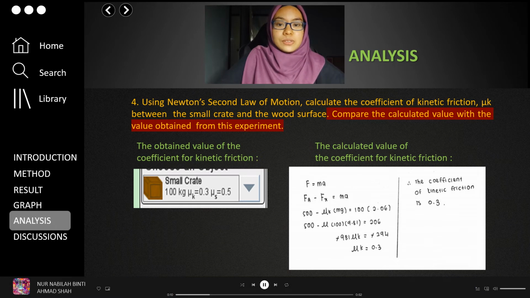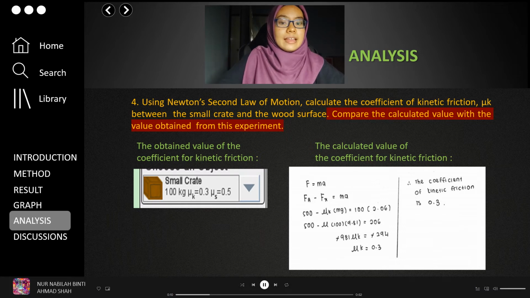Okay, the last question is the fourth question. Using Newton's second law of motion, calculate the coefficient of kinetic friction mu k between the small crate and the wood surface. Compare the calculated value with the value obtained from this experiment. So I will highlight: compare the calculated value with the value obtained.